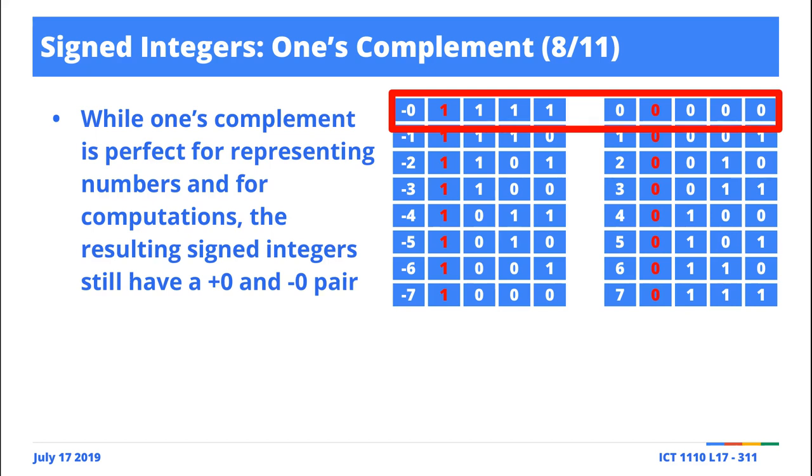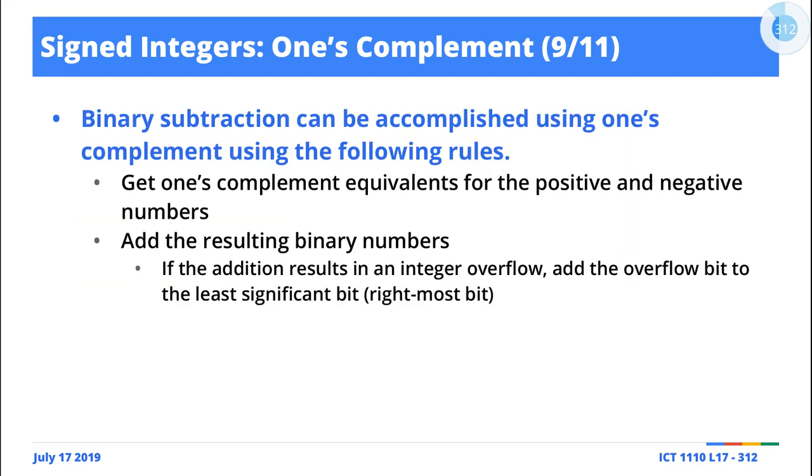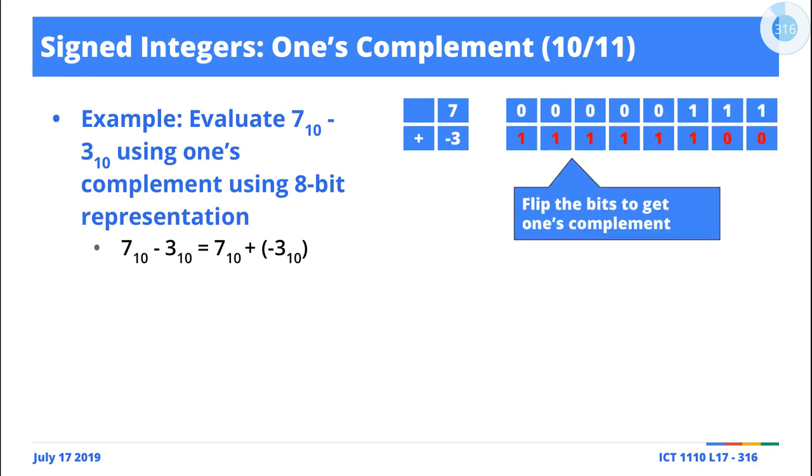It works just fine, with one exception. The problem is with the fact that we have two zeros. We have a negative zero and a positive zero. It turns out pretty smart people figured out a pretty smart way of doing this. It's called two's complement.